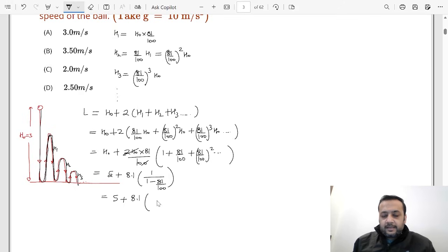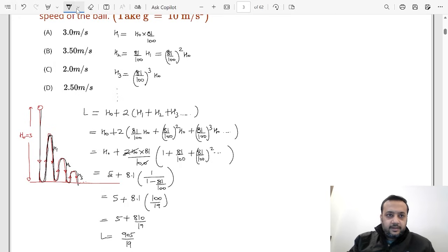100 minus 81, 19 by 100, that means 100 by 19. So effectively this becomes 5 plus 810 upon 19. So 19 5s are 95, so this is 905 upon 19. This is the total distance. Now let's check the total time.